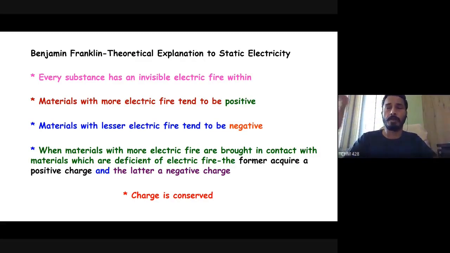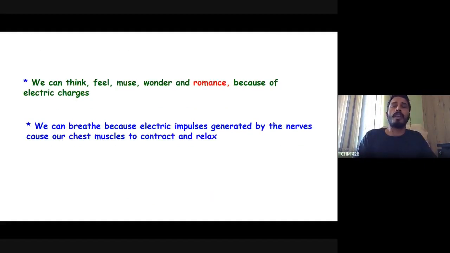Electricity is responsible for whatever we do, think, whatever we feel. We can think, feel, muse, wonder, and romance because of electric charges jumping between an unaccountably large number of cells in our brain. We can breathe because of electric impulses produced by the nerves, which cause our chest muscles to expand and contract in a complex symphony of movements.